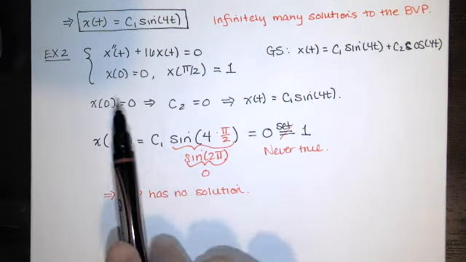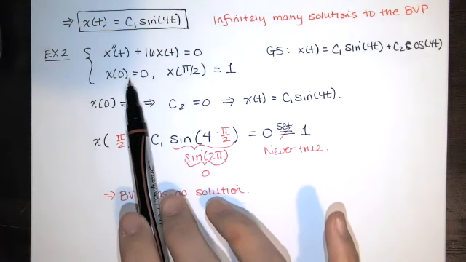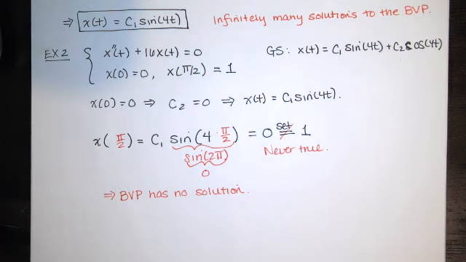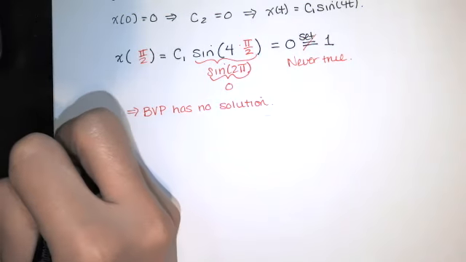Because it's not possible for the differential equation and this boundary condition to be satisfied at the same time. So you could have infinitely many solutions, or you could have no solution, or it's possible that you could have one solution. Let's look at this last one.